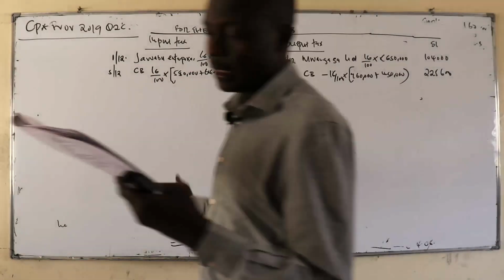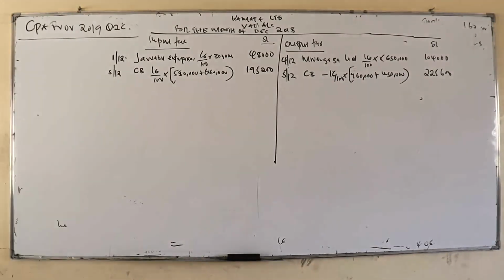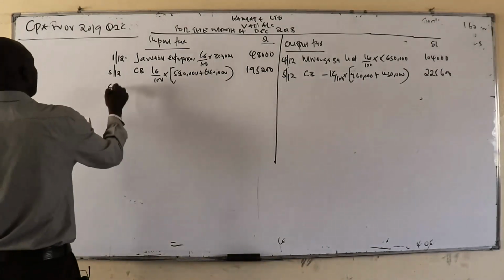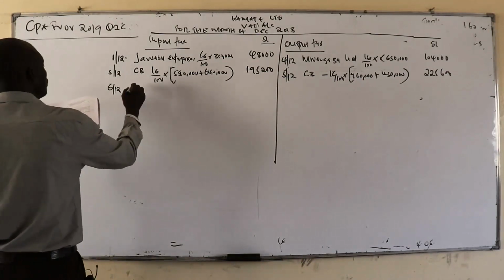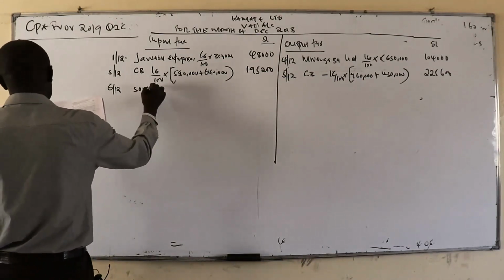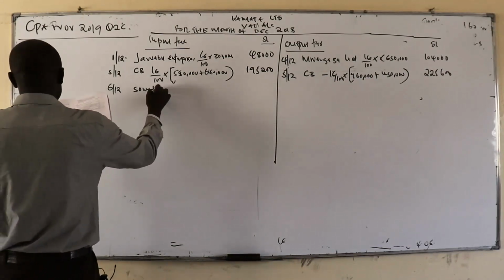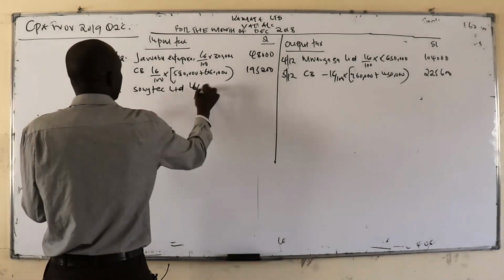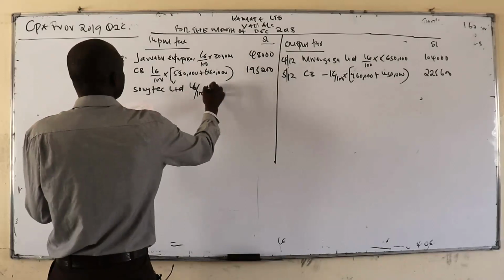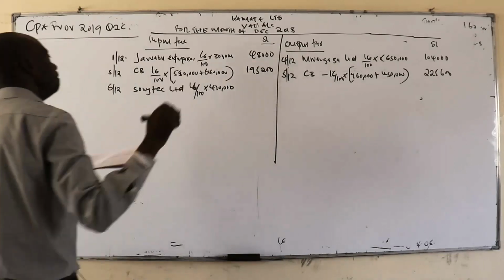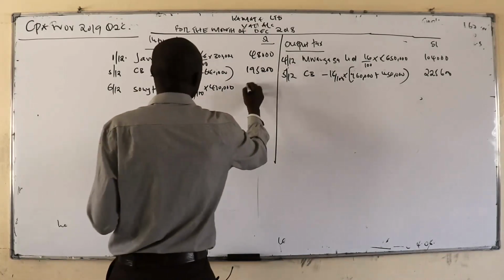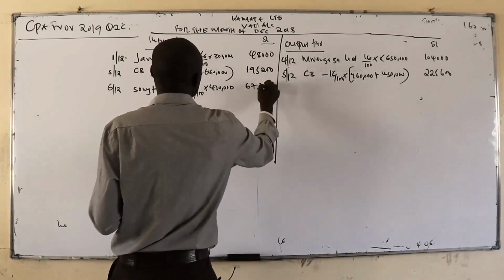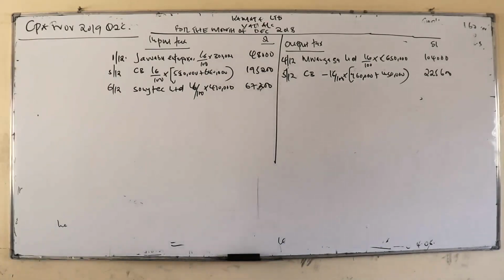Have we understood each other? We are through with the date 5. We go to the next date. We are going date by date. On 6, what happened? They purchased, isn't it? So you write here 6th of December. They purchased from who? Sony Tech Limited. How much? 16 out of 100 times 420,000. How much will that be? 67,200. That is on 6th.